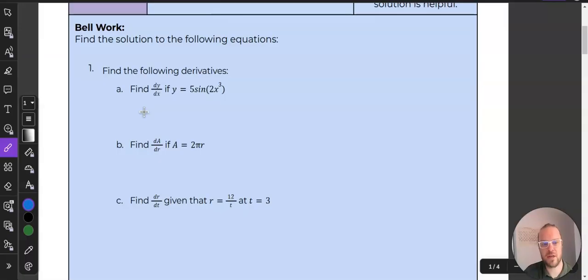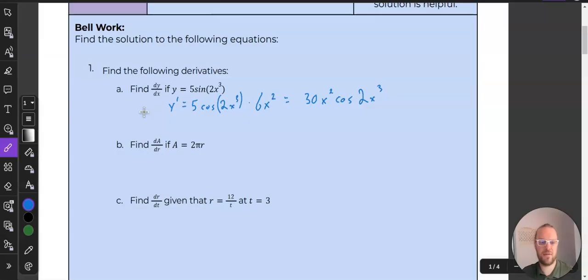We haven't talked a lot about it, but basically this means that we're going to take the derivative with respect to x, which means that this here is just going to be y prime like we've done before. And then over here, this is going to be a chain rule. So it's going to be 5 times the cosine of 2x to the power of 3. And then we got to multiply by the derivative of the inside, which is 6x squared. Or, more simply put, 30x squared cosine of 2x cubed.